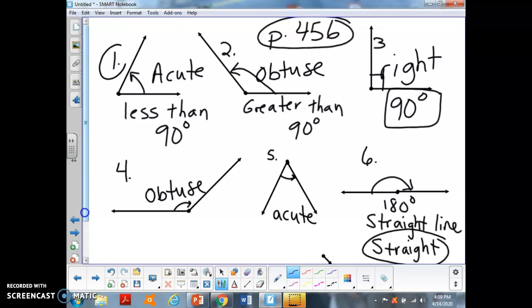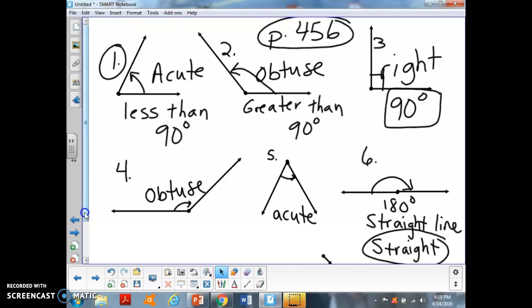So number 1, repeating, acute, less than 90. Number 2, obtuse, greater than 90. 3, a right angle. 4, obtuse, greater than 90. 5, acute, that's less than 90. 6, a straight line, 180. It is a straight angle.